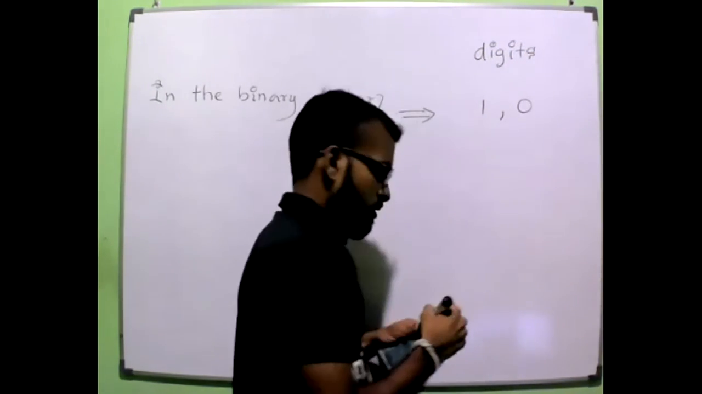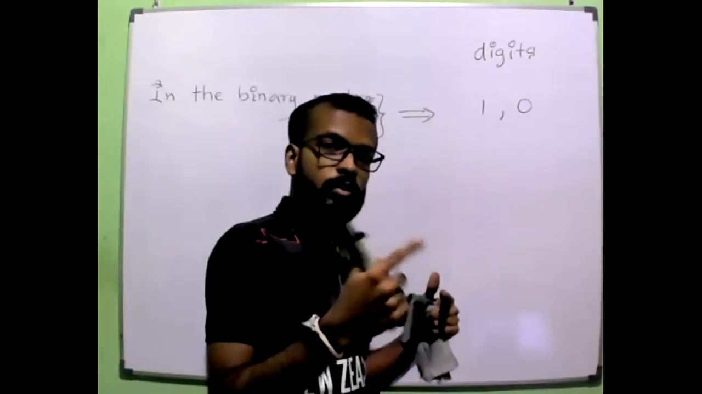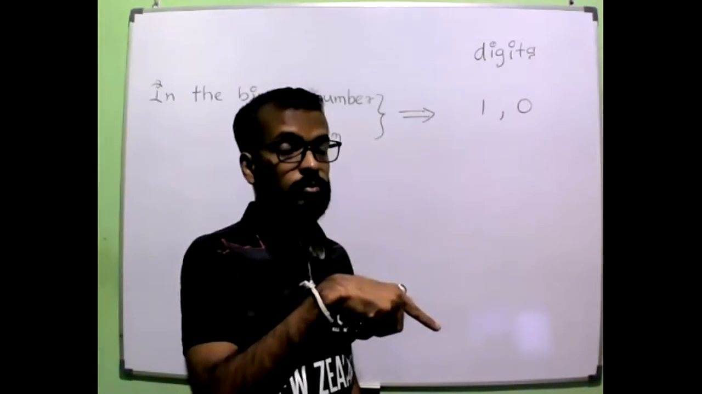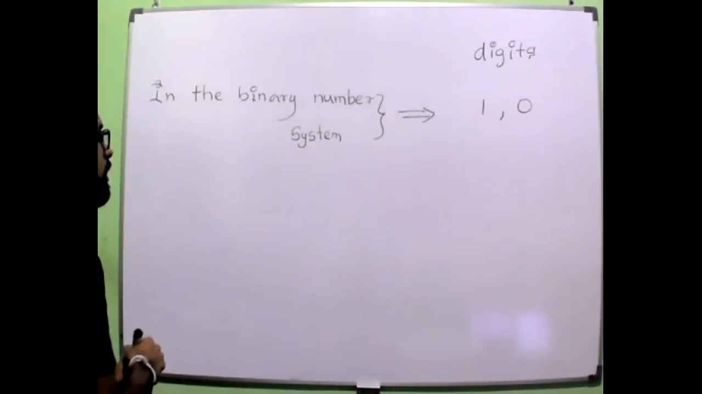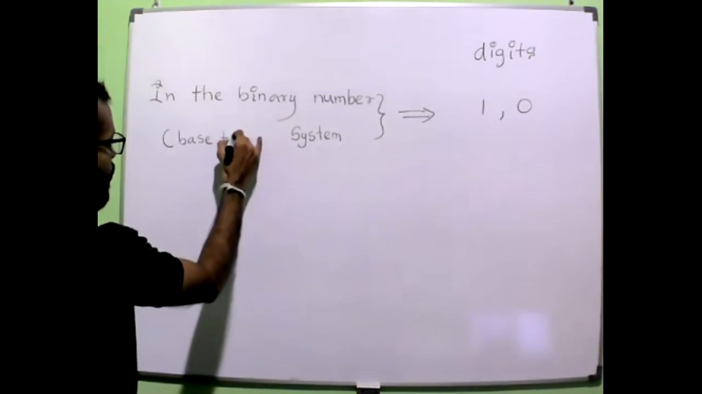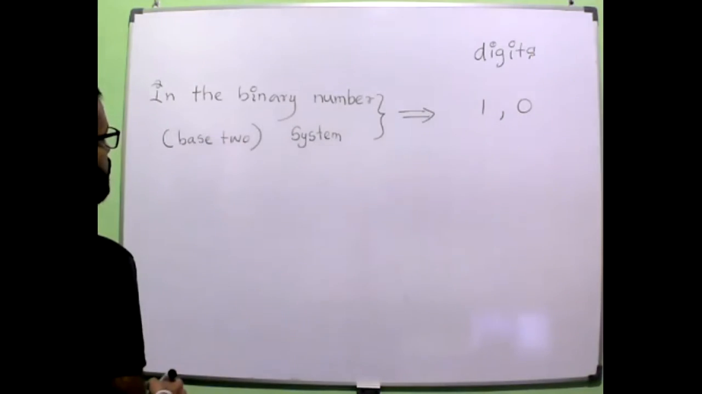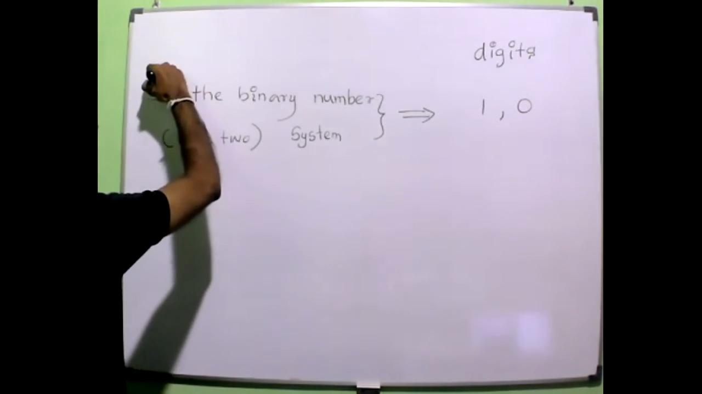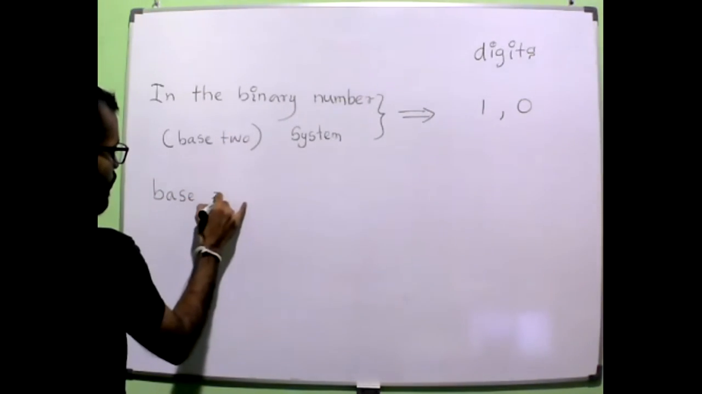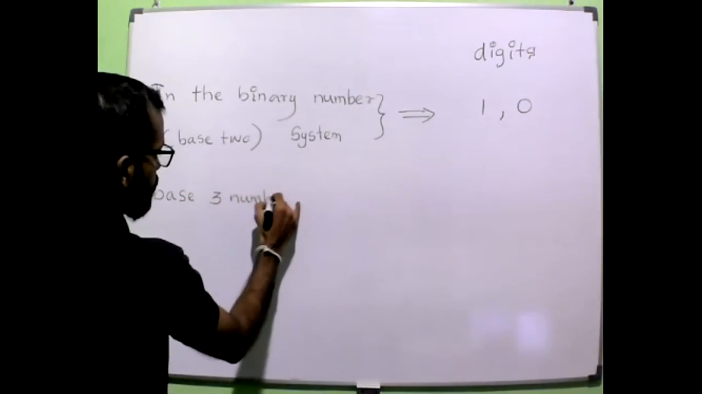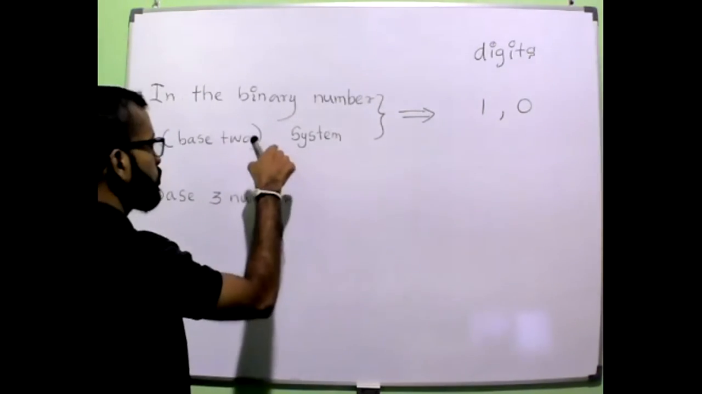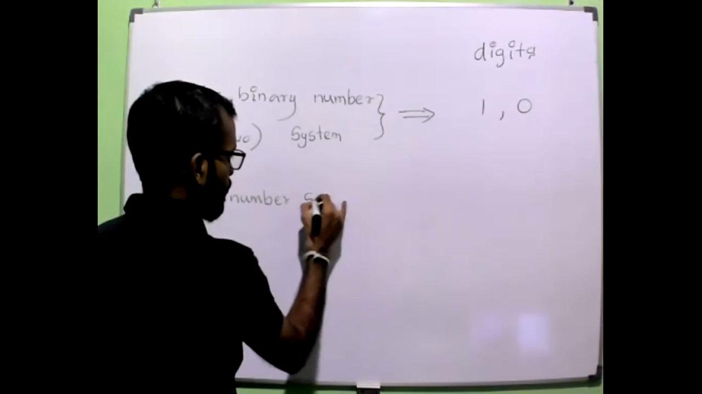Only 1 and 0. So previously you used 1 0 1 1 1 0 1 1 1 1, right? Likewise, when it comes to the binary number system, the base 2 system, right? Binary number means when you have base 2 numbers, right? Likewise, let's say base 3 number system. Now the base is 3. Previously the base was 2, the base 2 number system.